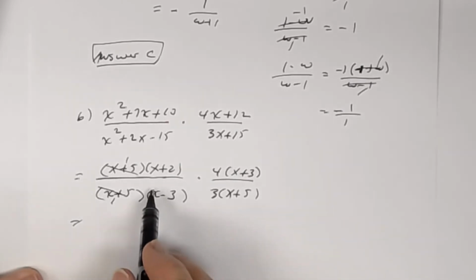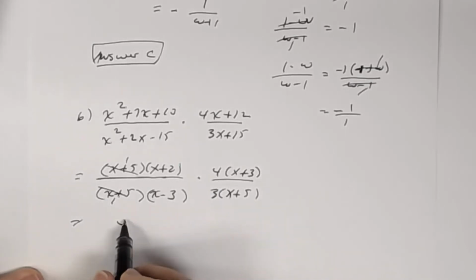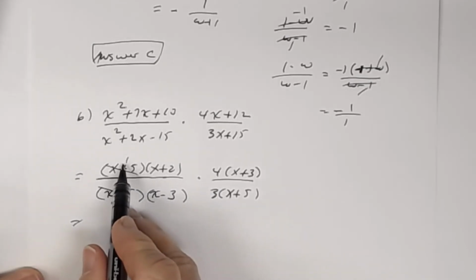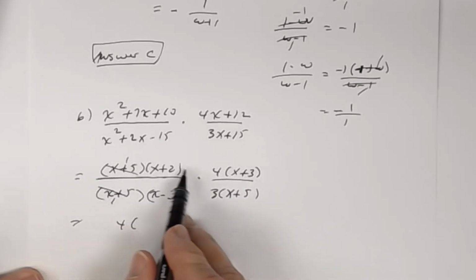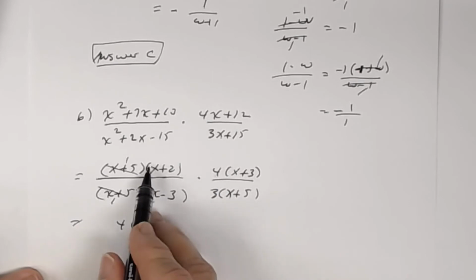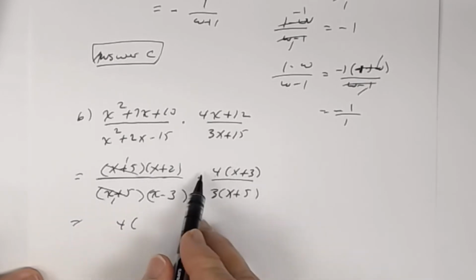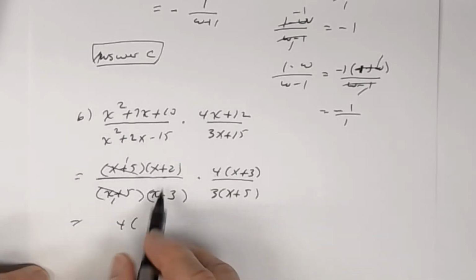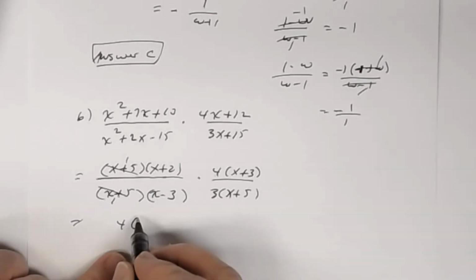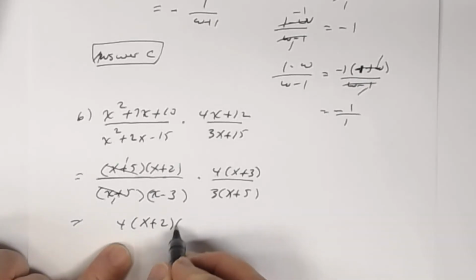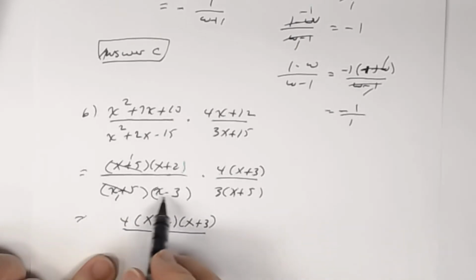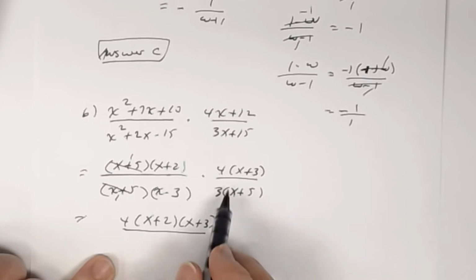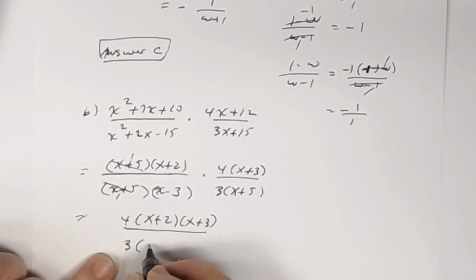So I'm going to go ahead now and rewrite this as 4 times, so that's 1 times x plus 2 times 4 times x plus 3. So see, I have 1, 2, 3, 4 factors. We always tend to put the monomial first. And I'm going to put x plus 2 next. So 4 times x plus 2 times x plus 3 divided by, and then this would be 1 times these 3 factors, and let's put the monomial first. So 3 times x minus 3 times x plus 5.